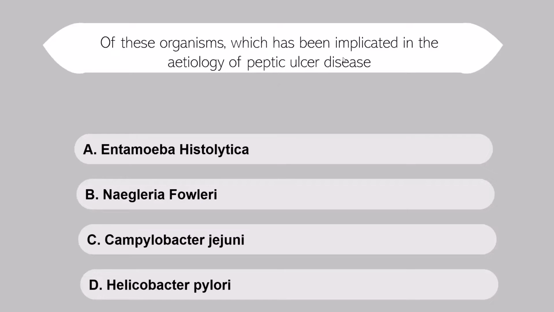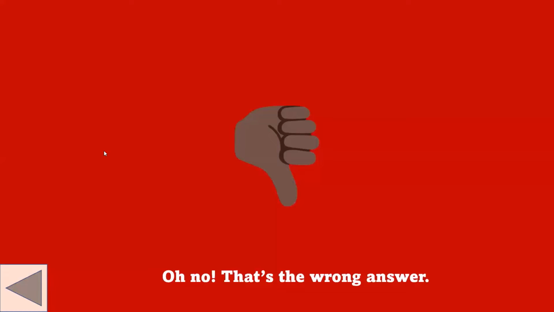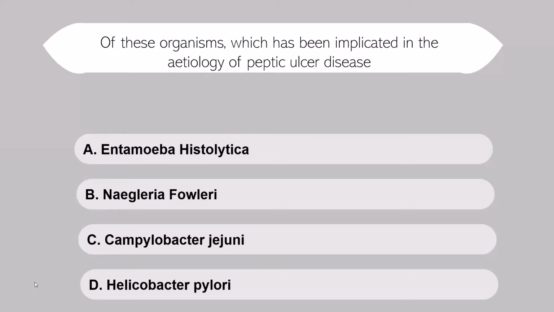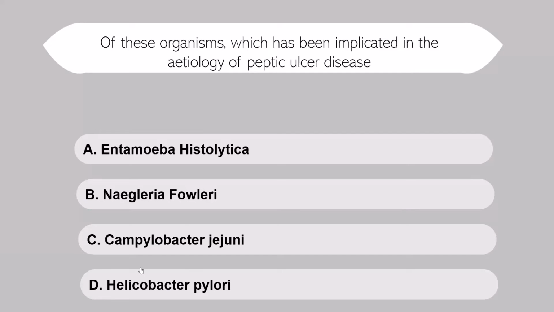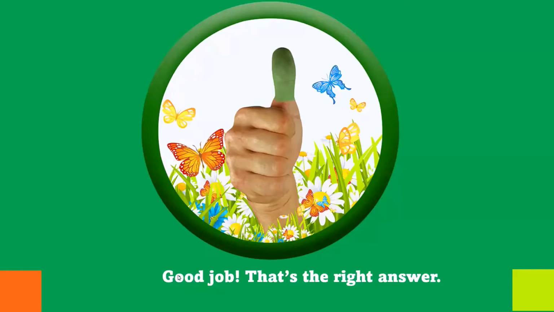Of these organisms which have been implicated in the etiology of peptic ulcer disease. And let's imagine that they choose the first one. You see, it says, oh, that's wrong answer. So let's go back again. And then, okay, let's say Naegleria fowleri, and that's wrong. Goes on again until they get it right and say, oh, good job, that's the right answer.